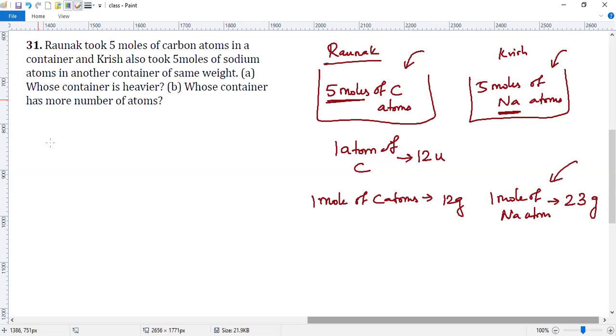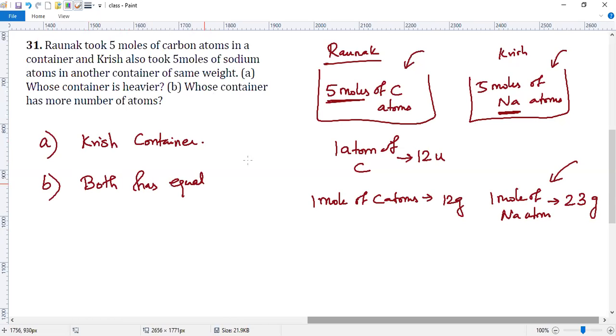So for option A, whose container is heavier, the answer is Krish's container. Option B, whose container has more number of atoms? Both have an equal number of atoms, because we take 5 moles in both. Only if the number of moles varied would the number of atoms differ. This is as if I am buying 1 dozen bananas and 1 dozen oranges. If you are asked who has more in number, both have 12. The same thing applies here as well.